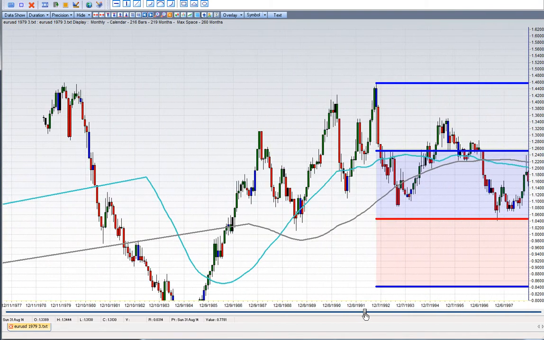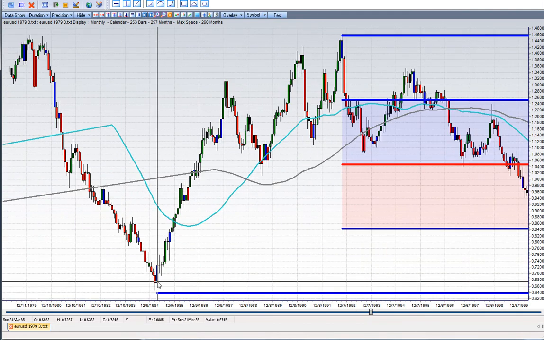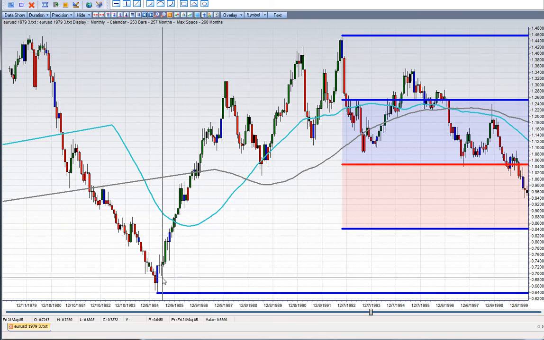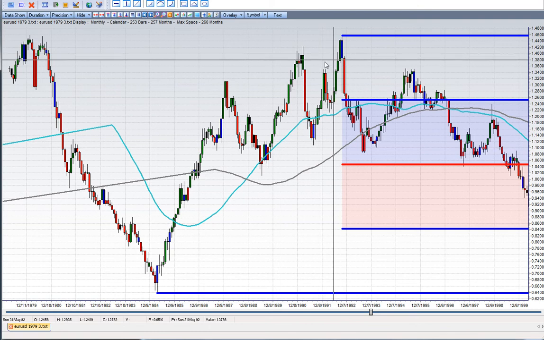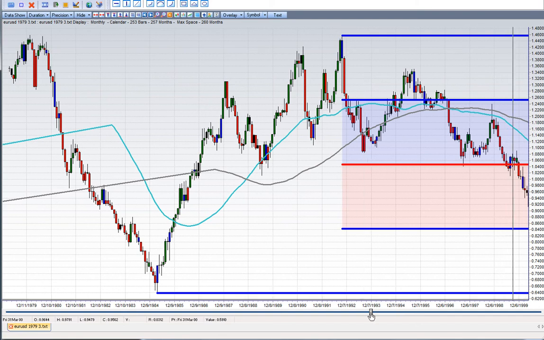Going back from the 1984 low all the way to the 1992 swing high of the euro. So from the 1985 March 31st swing low all the way to the 1992 September 30th swing high. And I'm just going to slide across so you can see.